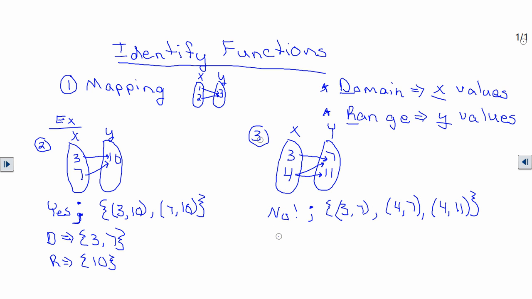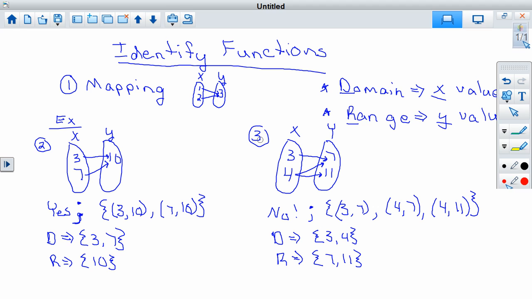My domain is the same situation as it was before. The domain are my x values, so 3 and 4, listed in order from smallest to largest. And my range, same thing, my y values, smallest number up to the largest number. So I can still list these things. These things just describe a relation. A function is a relation. Every function is a relation. Not all relations are functions. Functions are a specific type of relation. All right, so there is mapping.